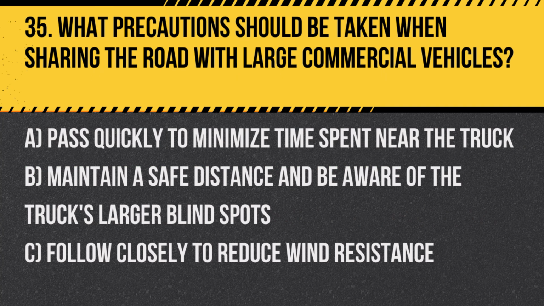Question 35. What precautions should be taken when sharing the road with large commercial vehicles? A. Pass quickly to minimize time spent near the truck. B. Maintain a safe distance and be aware of the truck's larger blind spots. C. Follow closely to reduce wind resistance. Answer. B. Maintain a safe distance and be aware of the truck's larger blind spots. Keeping a safe distance and being cautious of blind spots helps prevent collisions.